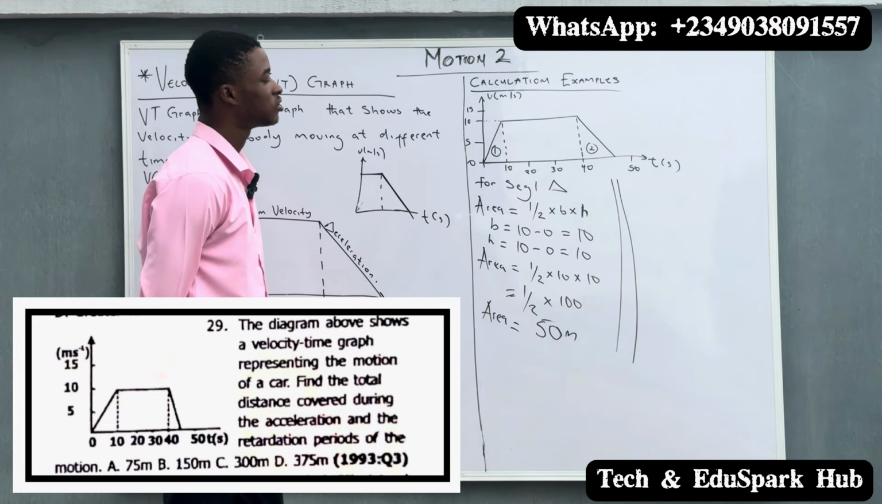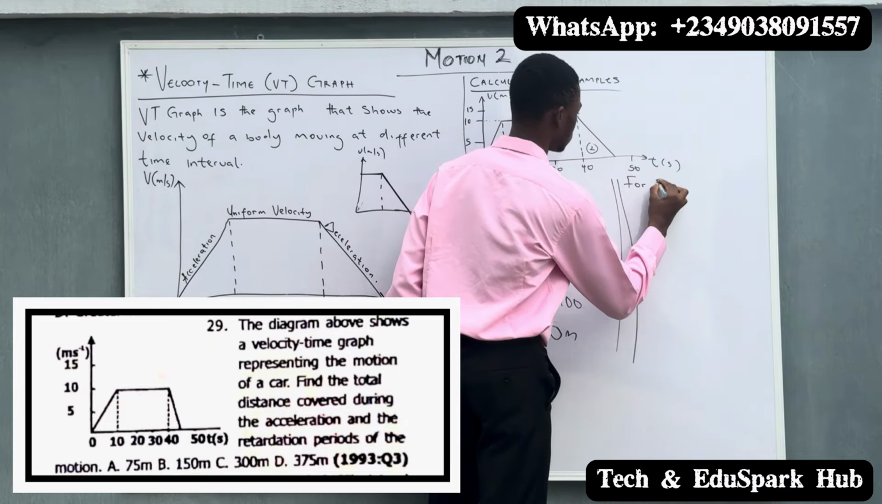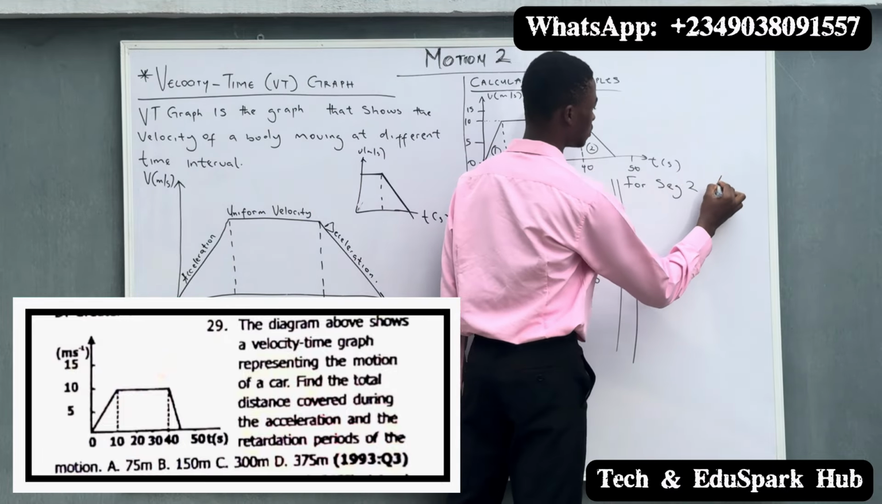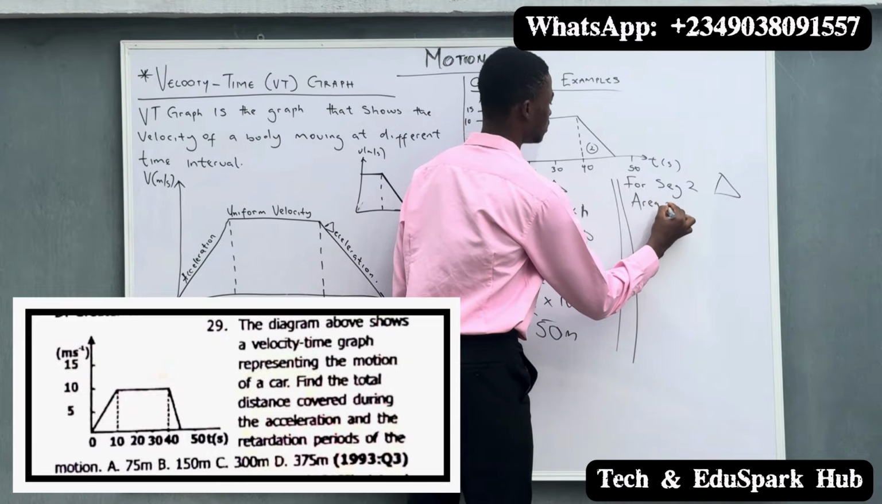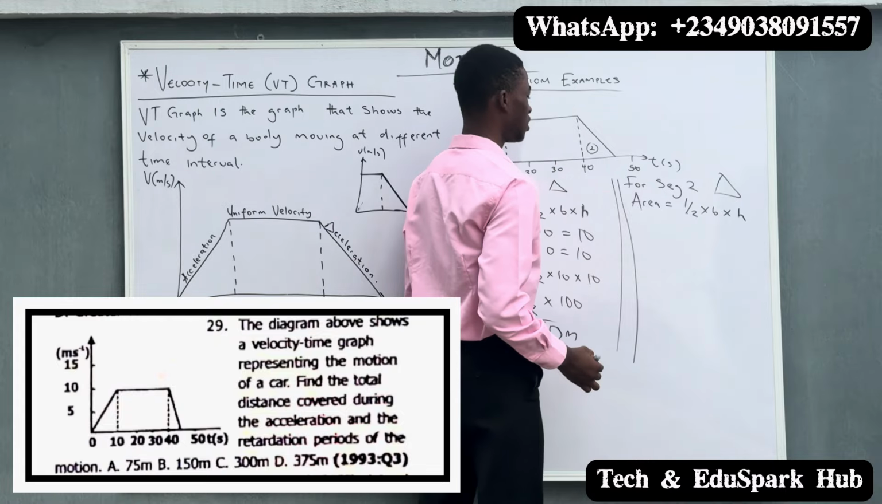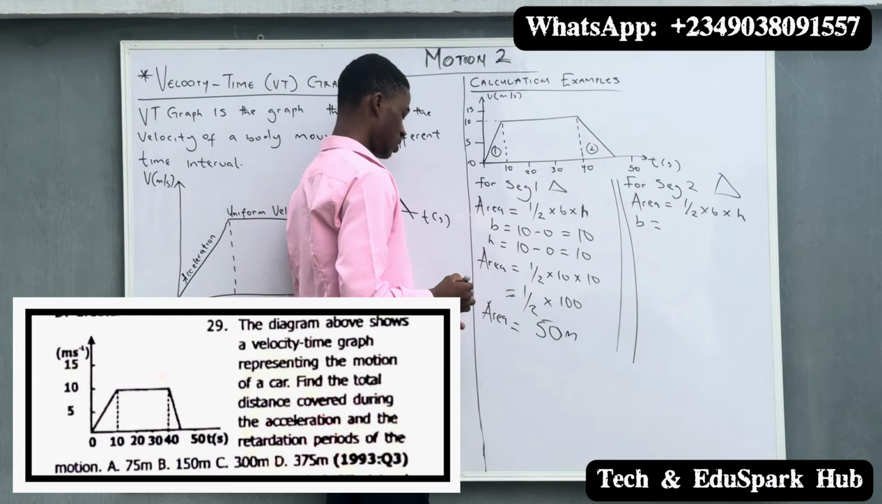So for this deceleration, you can see that this is our segment 2. So we can see for segment 2, what is the shape of this segment 2? You can see it's also a triangle. And we said the area of a triangle is equal to 1 over 2 times base times height. So in this question, our base is what? So what is the base of the triangle here?